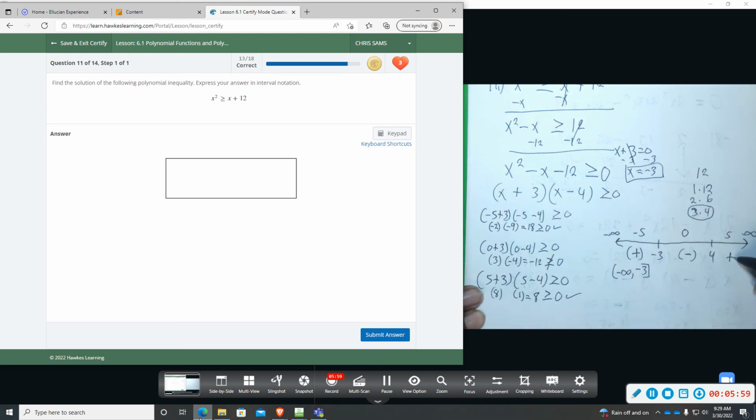So this interval was positive. So this is also part of my solution. Bracket 4 to infinity. And you put a union to say that you have 2 parts.